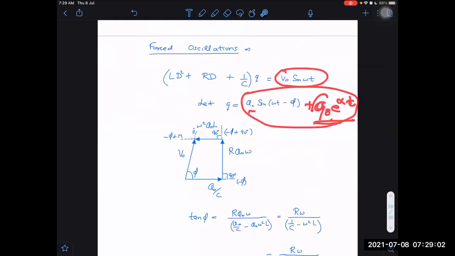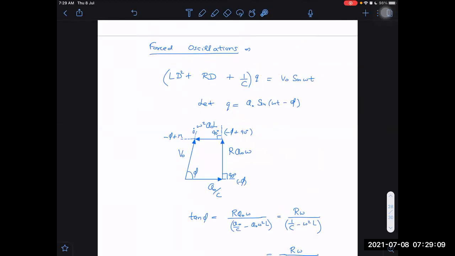Because when we put this in this equation, we already know the answer will be just 0. We have already proved it before, right? So therefore, this is not the complete solution. What could be the complete solution? Complete solution could be plus Q naught into E raised to power alpha t, as in last question.